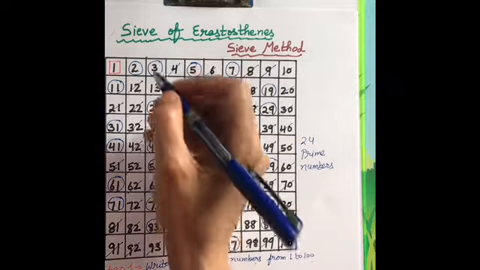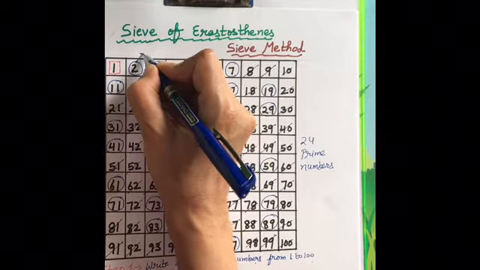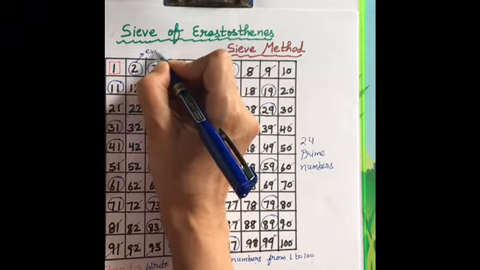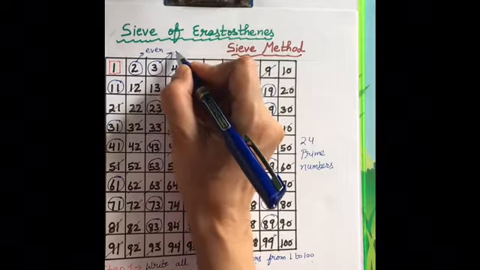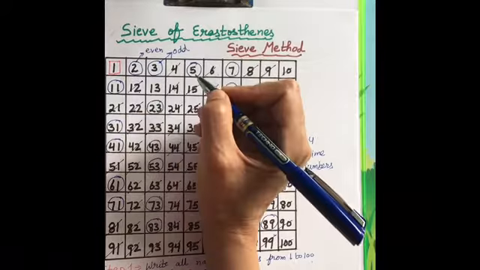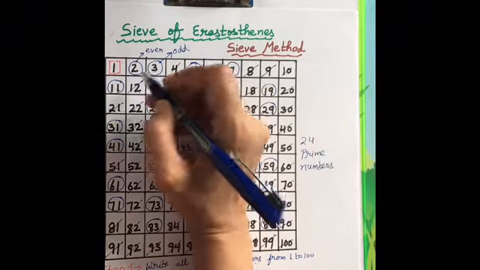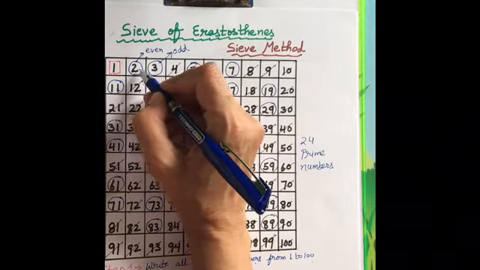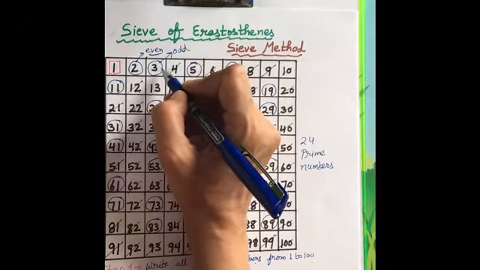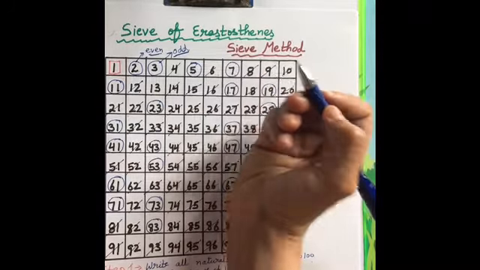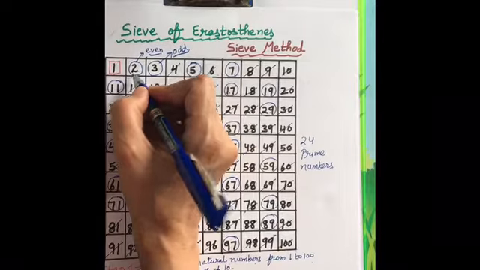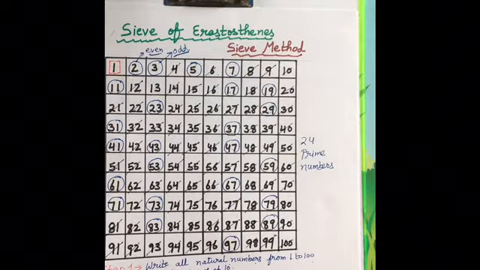So if you see, 2 is the only even prime number. The smallest odd prime number is 3. Fine. So 2 is the only prime number which is even, the smallest odd prime number is 3, and the smallest prime number is 2. These are a few important points.